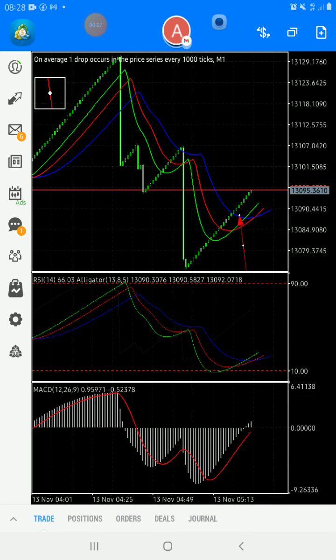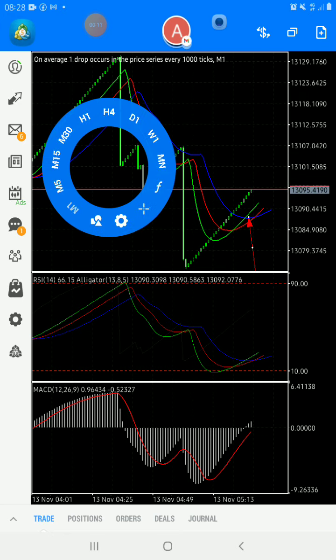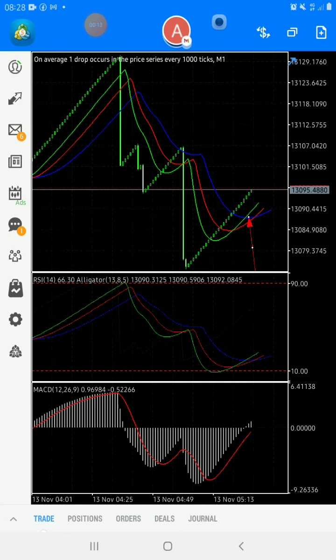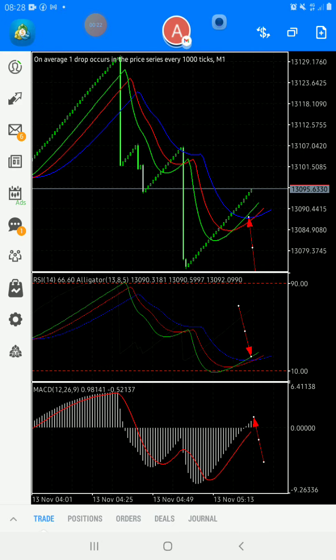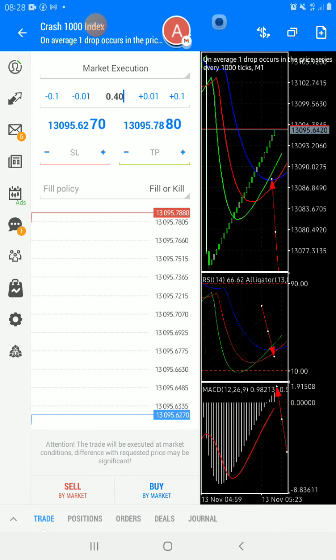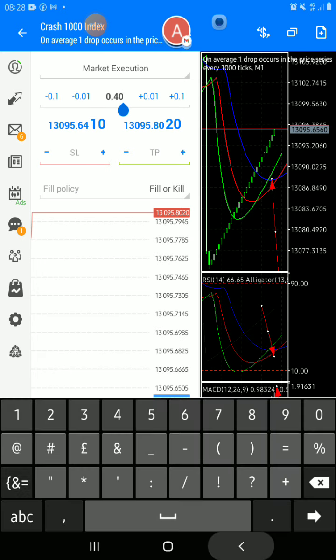Number one, you see a crossover in the alligator. You come and check down here. You see a crossover in the alligator in the indicator window one, and then you could see down here MACD has crossed. So we'll place a trade. We'll place a buy trade.